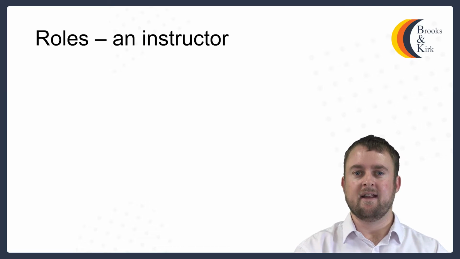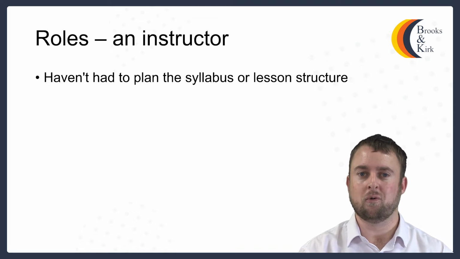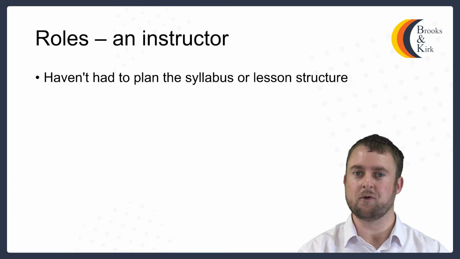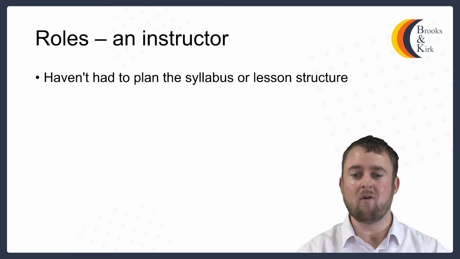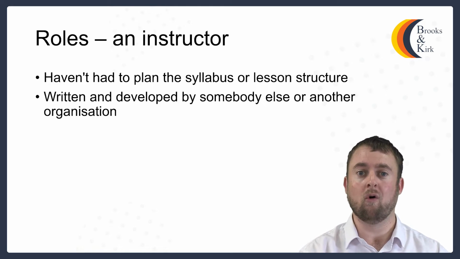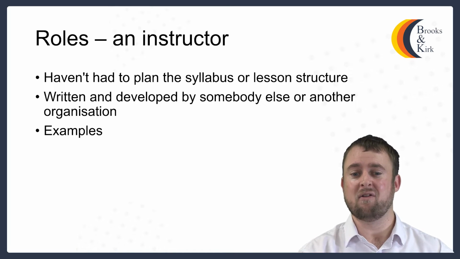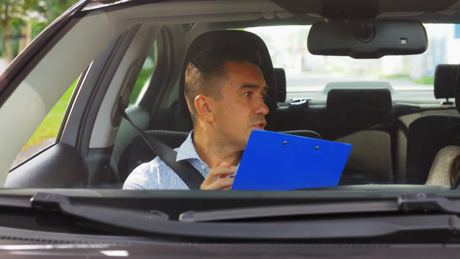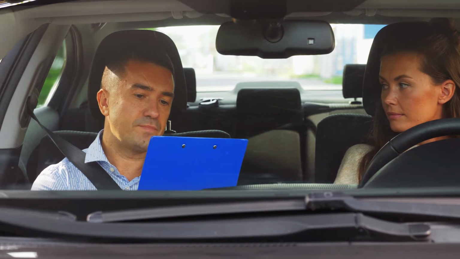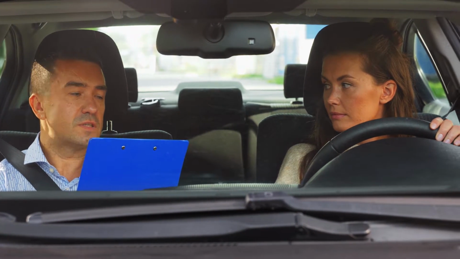So, first role then is an instructor. Now, an instructor is an individual who tends to be given a syllabus or structure of lessons already. They tend to already be planned by somebody else or another company or organisation. So if I give you a classic example, a driving instructor, well, the DVLA have planned what these tests look like, and the DVLA have a syllabus that all instructors need to follow to ensure that all drivers are standardised. So they don't have to plan their own lessons. They kind of know what they're being taught and in what sort of order.